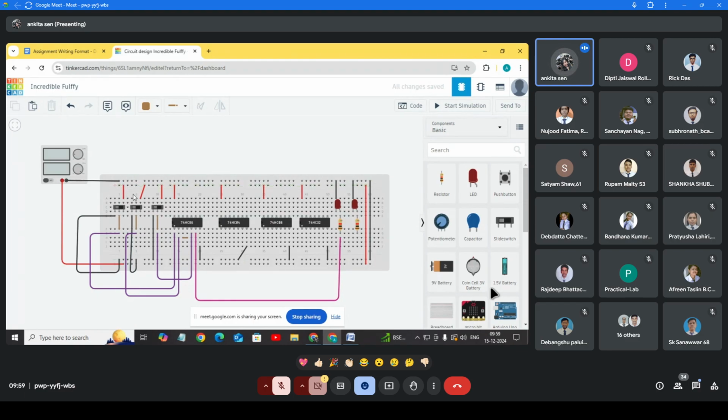What I did here, I just made an extra connection from here to here so that this line I will use as the output of all these three switches, so that the circuit will be a little bit less complex.